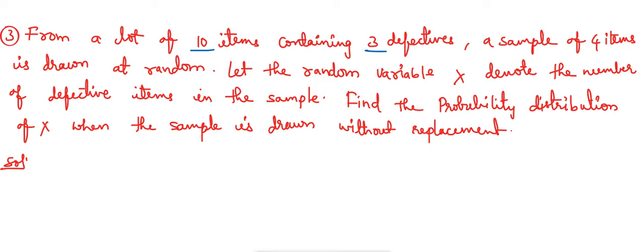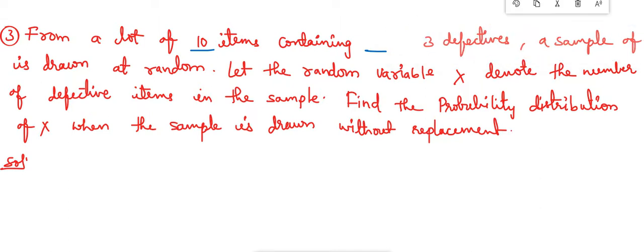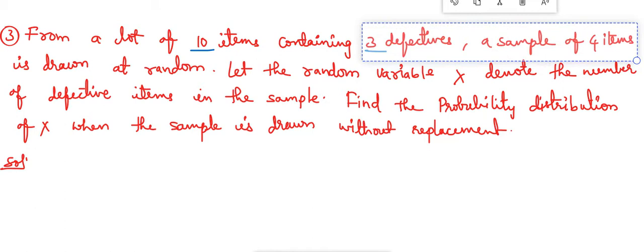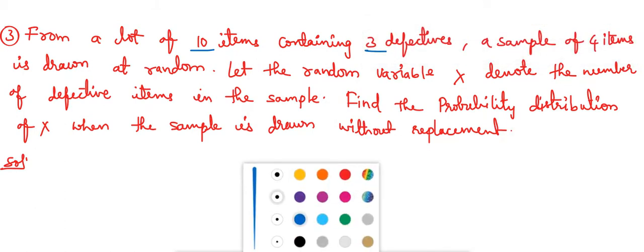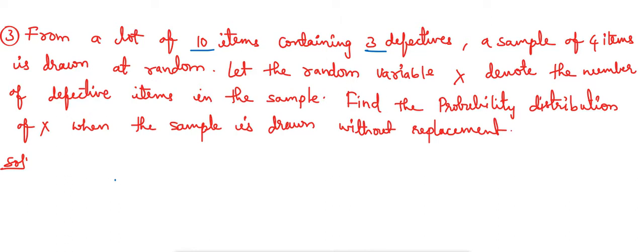Let us discuss a problem on random variables. I am taking one problem: from a lot of 10 items containing 3 defectives, a sample of 4 items is drawn at random. Let random variable capital X denote the number of defective items in the sample. Find the probability distribution of X when the sample is drawn without replacement.